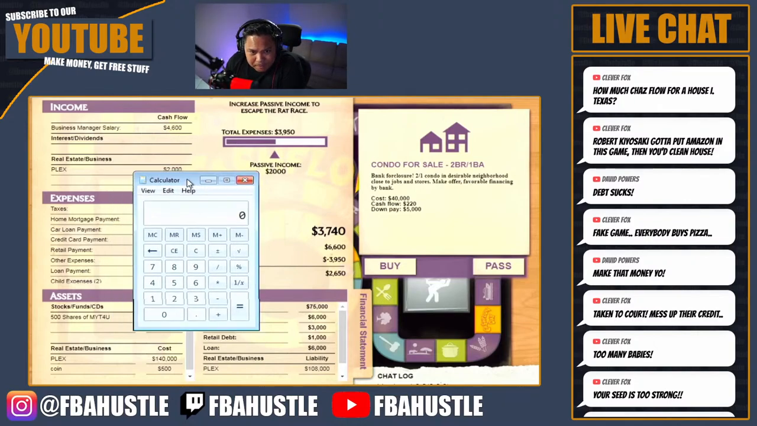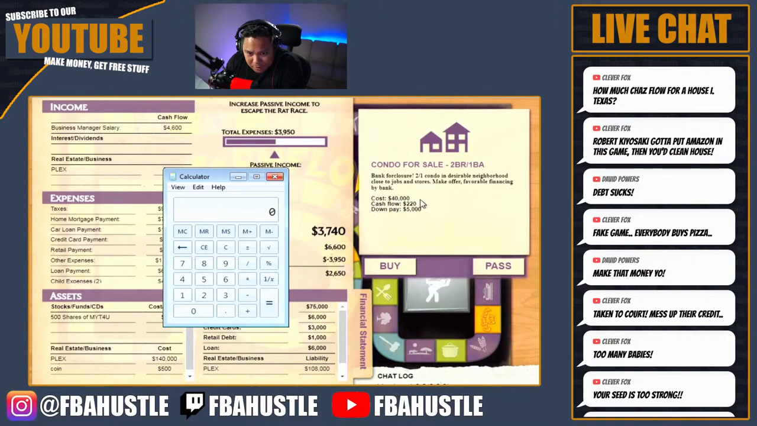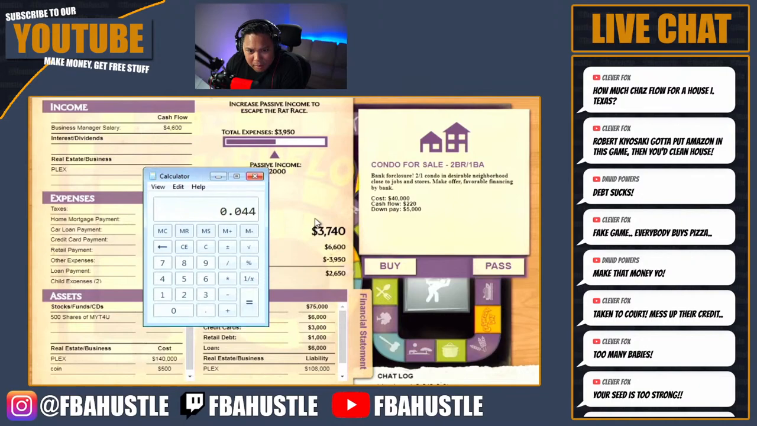Okay. So this property cash flows 220 for a down payment of 5,000. That's 4.4. That's actually pretty good. We're gonna have to take out a loan for 2,000.